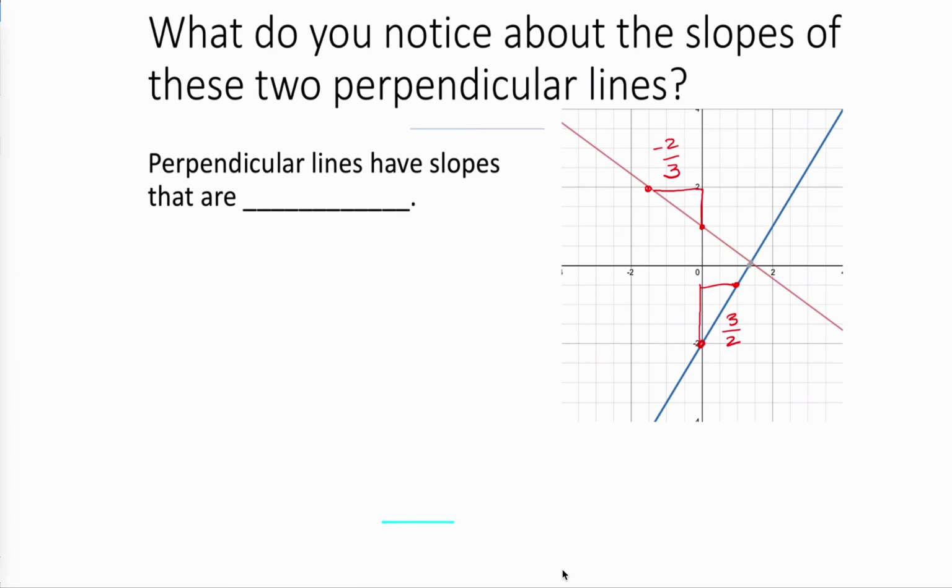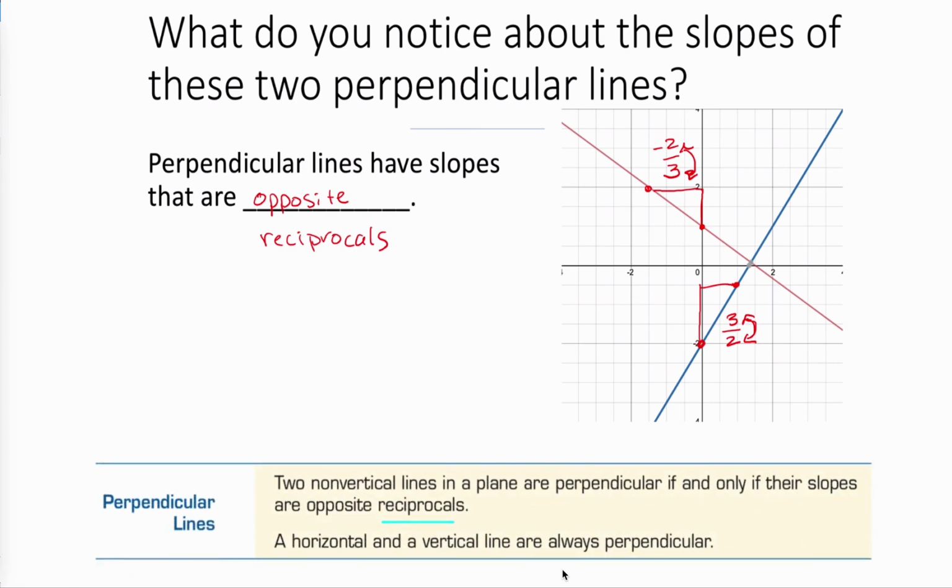So perpendicular lines have slopes that are opposite reciprocals. Opposite meaning one positive and one negative. Reciprocals meaning that you flip the numerator and the denominator. So 2/3 and 3/2 are reciprocals. Two non-vertical lines in a plane are perpendicular if and only if their slopes are opposite reciprocals. A horizontal and a vertical line are always perpendicular.